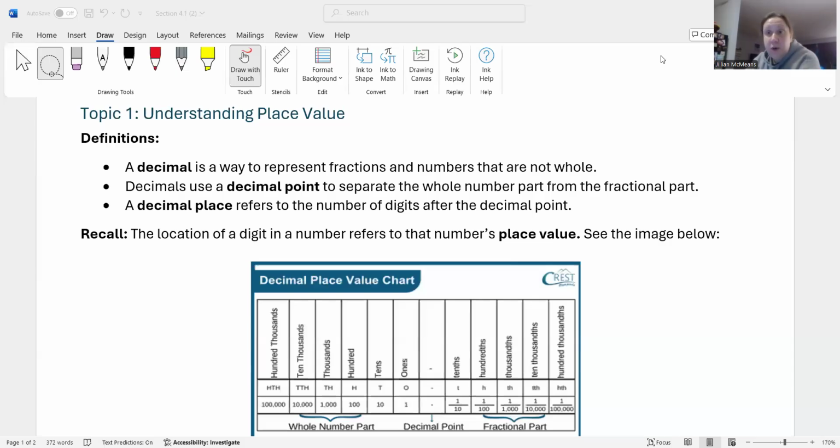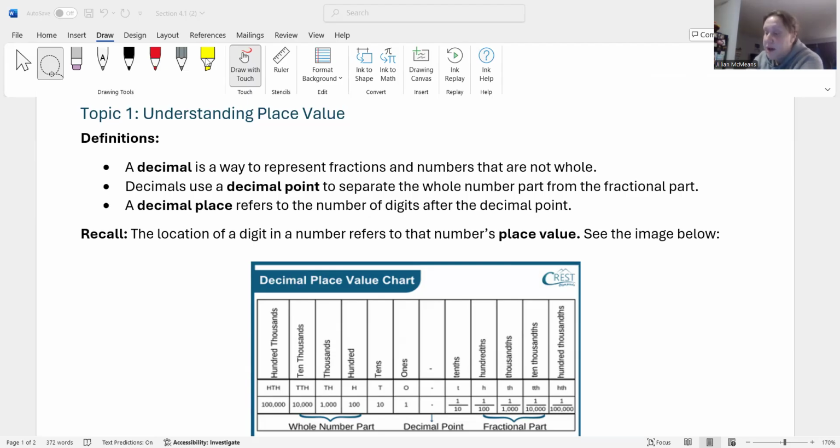Okay, in our next chapter, we're going to talk about decimals, which is a nice break from fractions. They're a little bit easier to work with. For our first topic, we're going to talk about understanding place value. We already should be familiar and comfortable with place value for whole numbers. Now we really need to focus on place value for decimals.